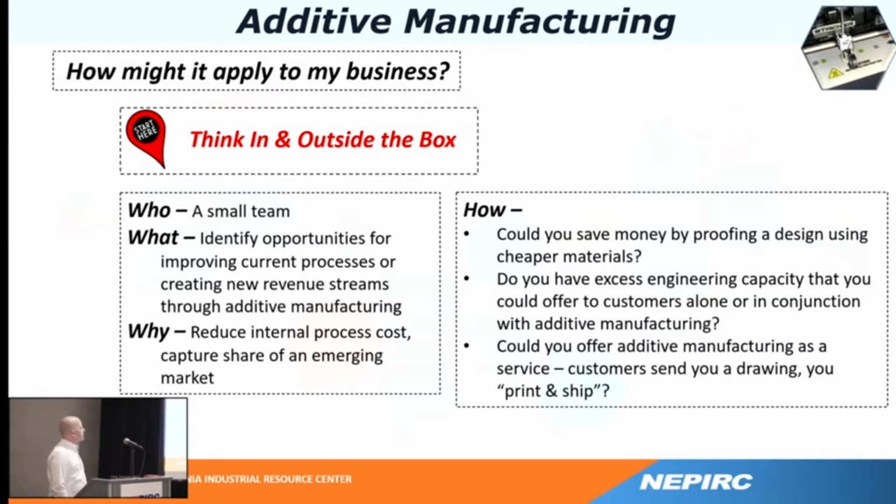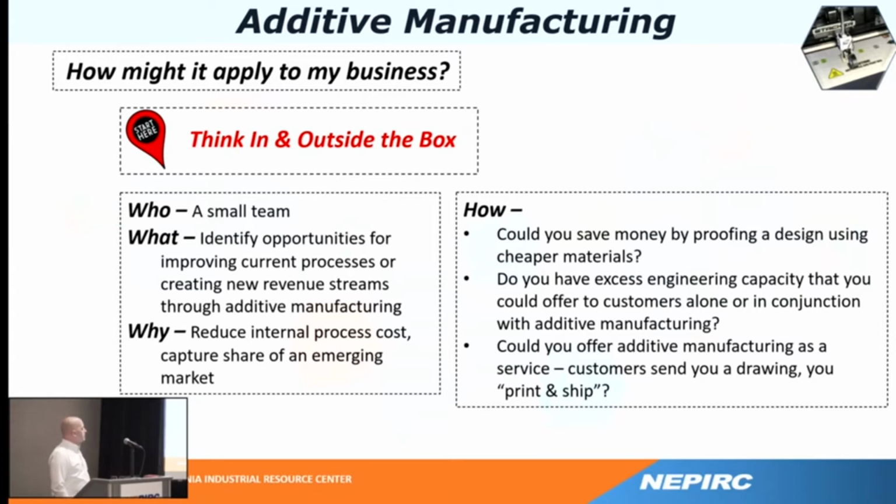Can you save money by proofing a design using cheaper materials? Yes, you can. There are different divisions all around the world of the same company. One division in Canada says, "Hey, I think we can make this product. Here's the design." And they could send it to the same division over in Japan or somewhere, and they can make the product and say, "Yeah, you're right. It's going to work. Let's put it into production." Instead of wasting a lot of time and a lot of money doing that.